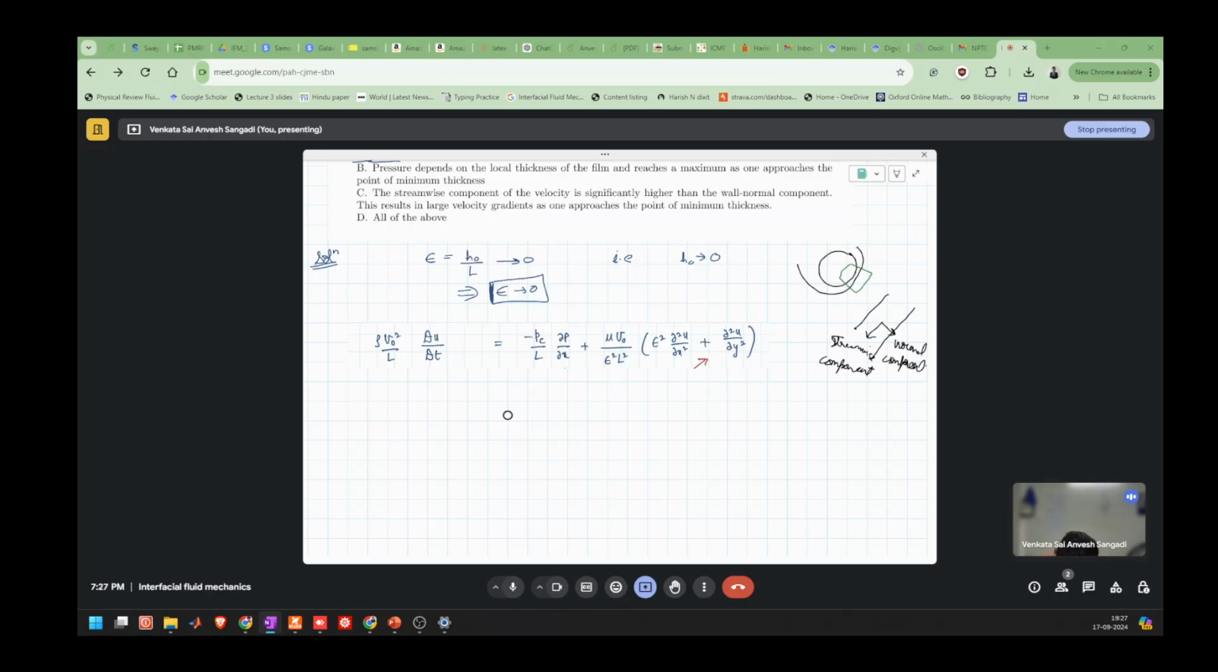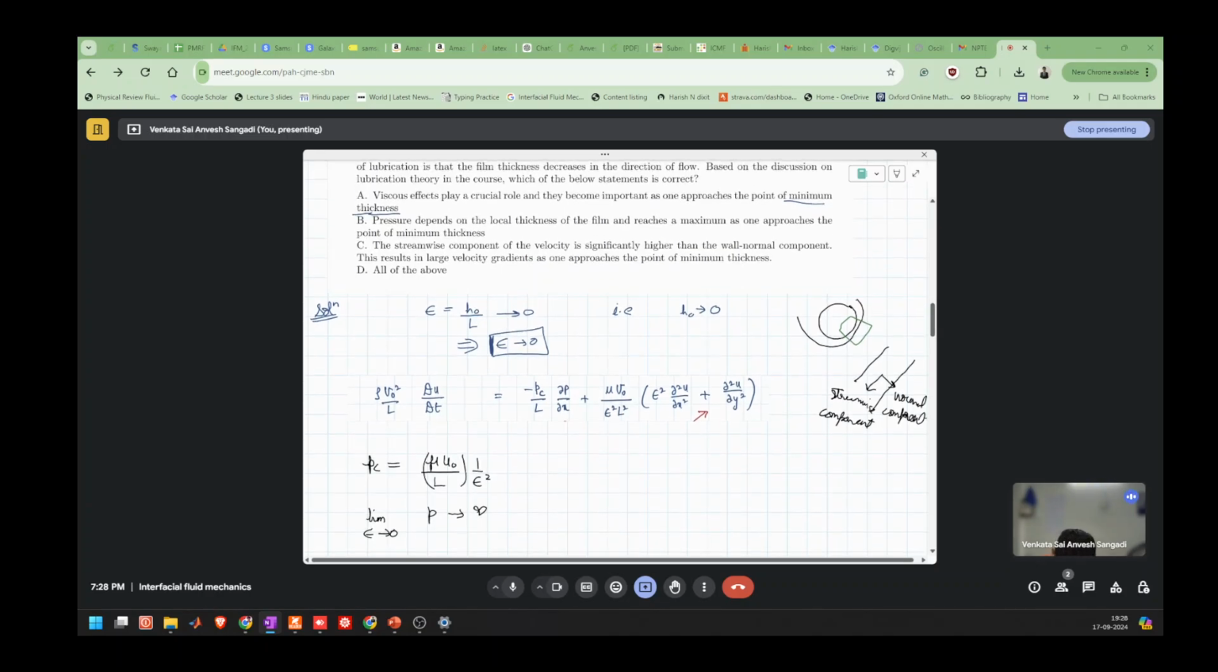And if we balance the forces, we get PC. PC is equal to mu u naught by L into 1 by epsilon square. So for the epsilon limit, epsilon tends to 0, P tends to infinity. So the pressure approaches a maximum at the point of minimum thickness. So option B is correct.